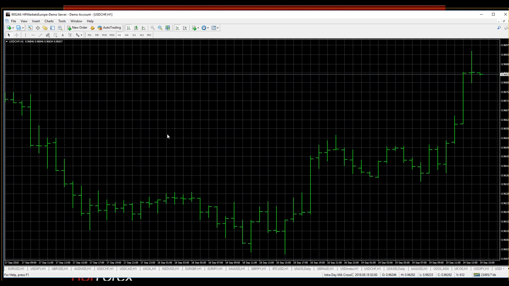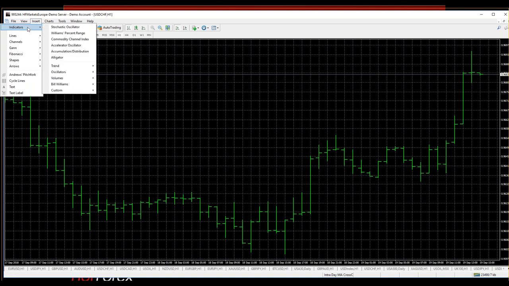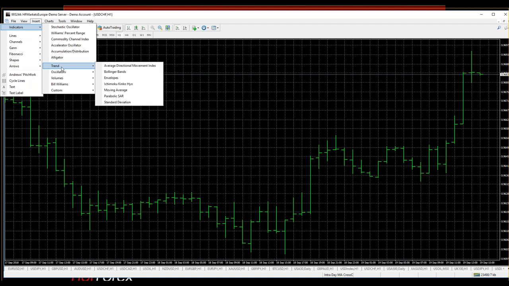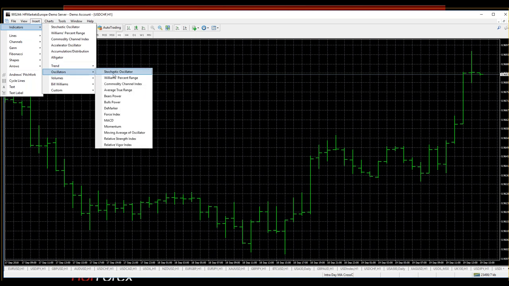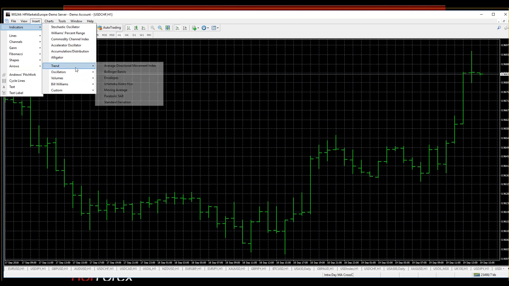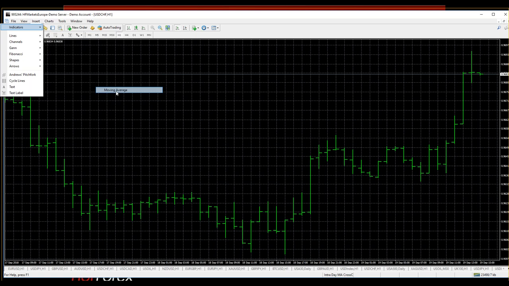Okay, so to insert anything into this chart, you want to insert an indicator. The different types of indicators: one we've been talking about today is an oscillator, the stochastic. You can see there are lots of different types of oscillators, and last week we talked about the Williams percent and the CCI, another oscillator that works in the same sort of way. But a moving average is a trend indicator, because it's a smoothing of the averages. So, indicate trend, moving average, what sort do you want to indicate?